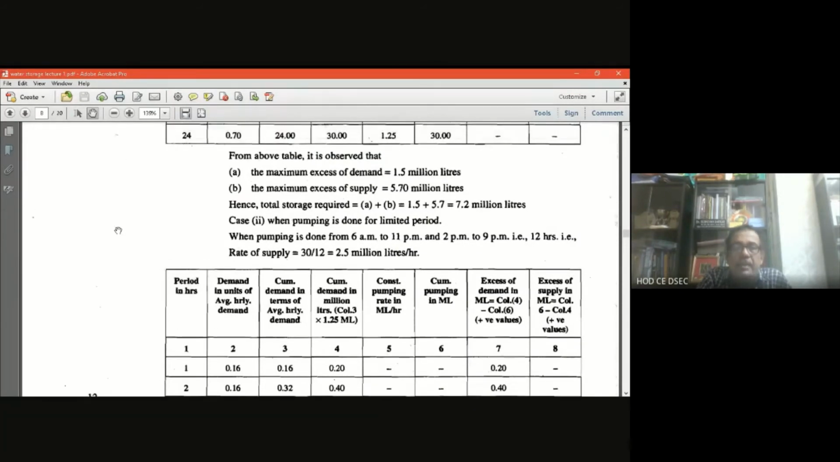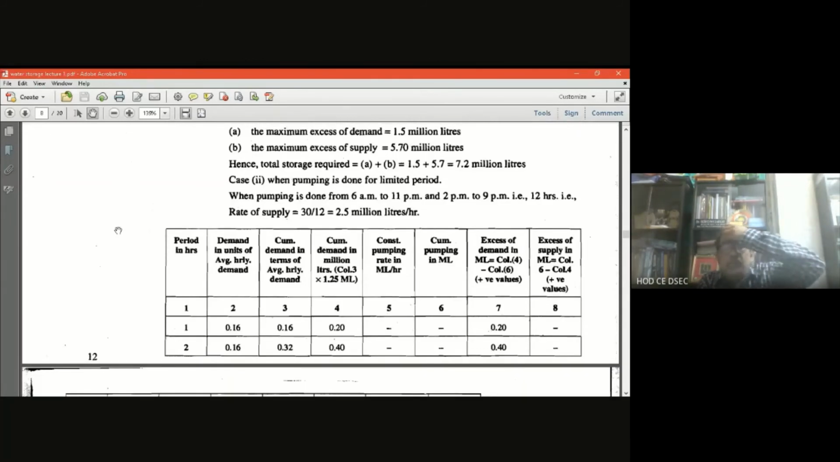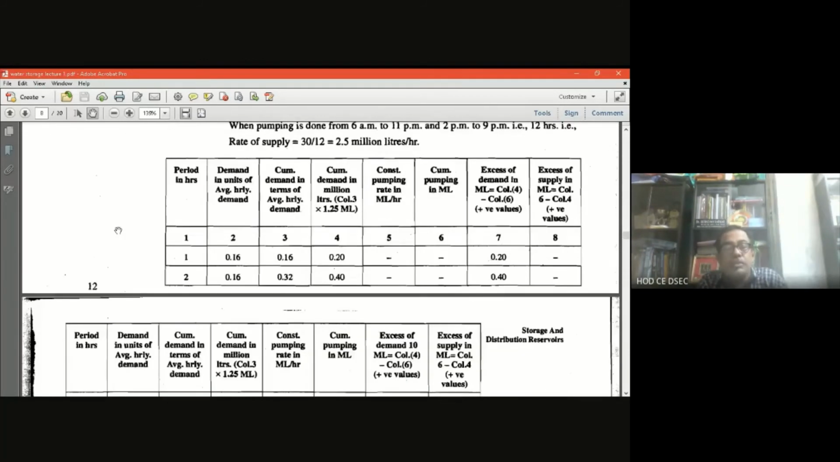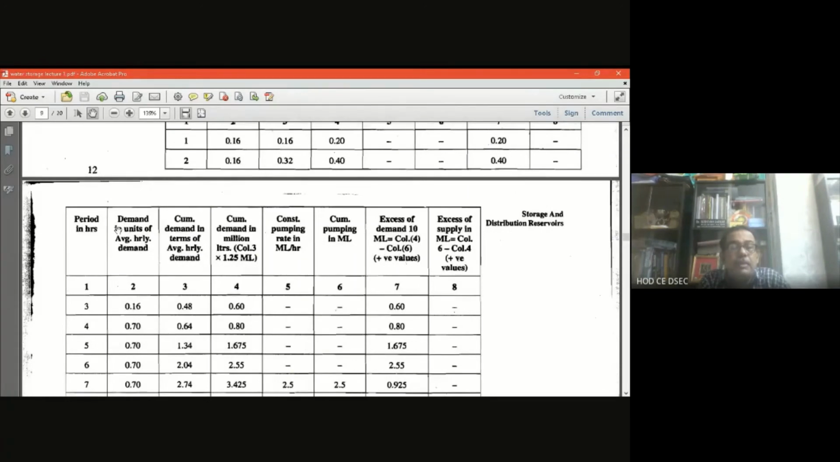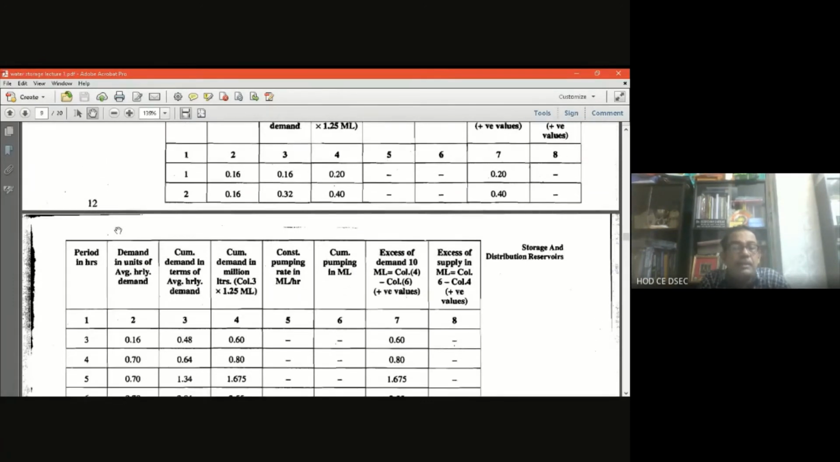So the rate will be just double, because the pumping operation is half. Instead of 24, it has become 12 hours. So the rate will be double, because the total amount you have to supply is 30 million liters. So now instead of 1.25, the rate of supply has become 2.5. So corresponding to 2.5, you have to find out the supply part of the system.